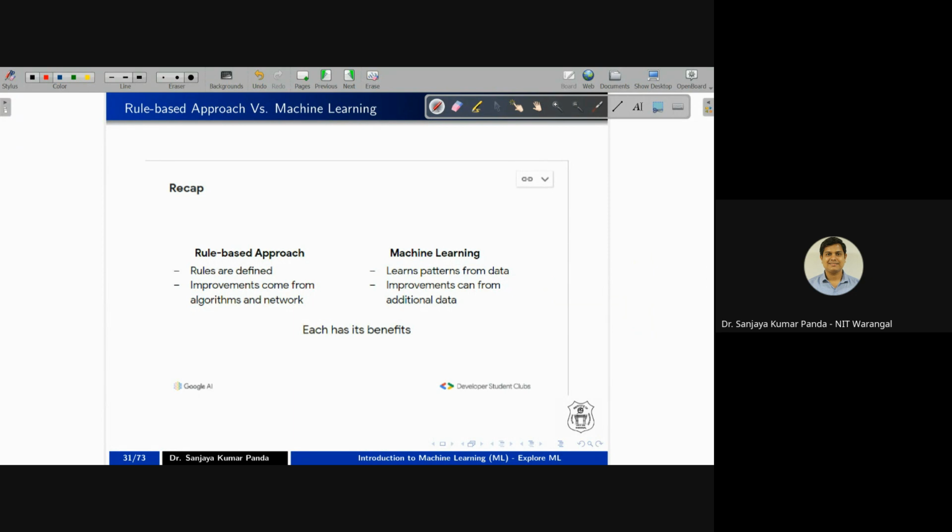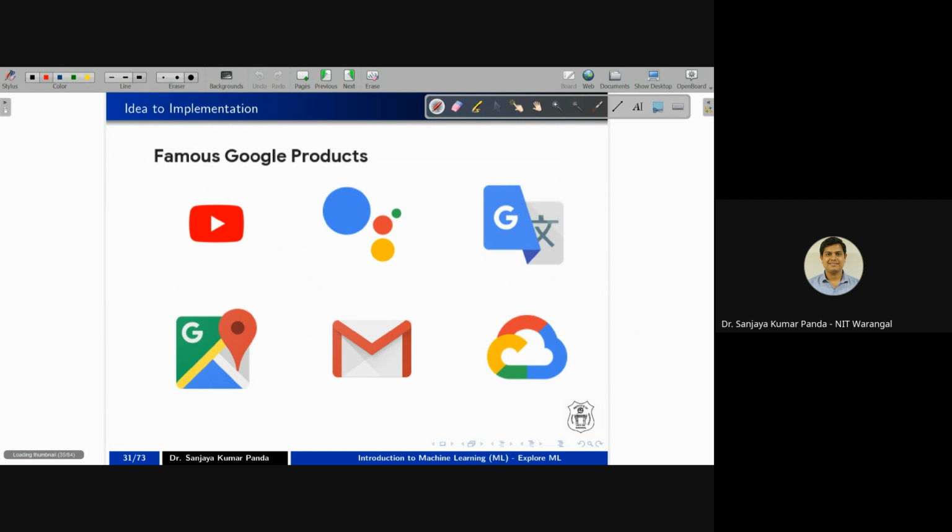So this is one part of machine learning. And you know, these are the very famous Google products that are available. All are based upon machine learning. Can anybody identify what the products are? There are 6 products, right? All of you know this one, YouTube. This is Google Maps. This one is Gmail. Every day you are using them. Please identify these 3.